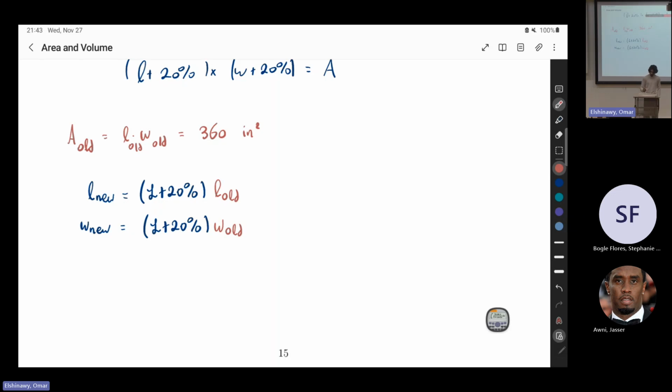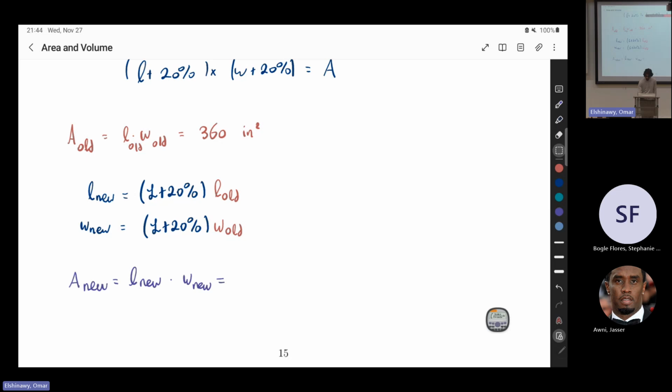20% increase. Now remember the old area, it's the old length times the old width. Now what is the new area? It's the new length, L plus 20%, and W plus 20%. So it's the new length times the new width.